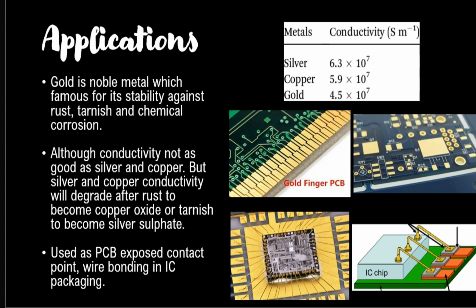For applications, gold is a noble metal which is famous for its stability against rust, tarnish, and chemical corrosion. Although its conductivity is not as good as silver and copper, silver and copper conductivity will degrade after rusting to become copper oxide, or tarnishing to become silver sulfide. It is commonly used as PCB exposed contact points, as shown in these two pictures, and also used in wire bonding in IC packaging, which joins the IC chip and the lid.